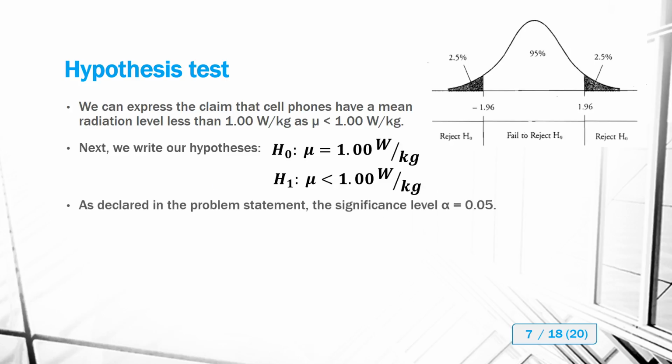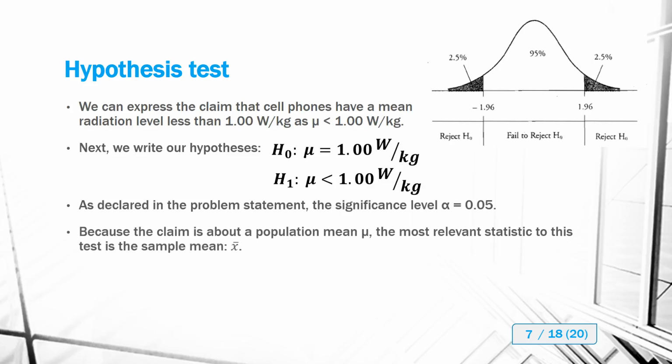As was declared in the problem statement, we have a 5% significance level, alpha. And we're making a claim about a population mean. So the most relevant statistic is going to be the sample mean, which is x bar.